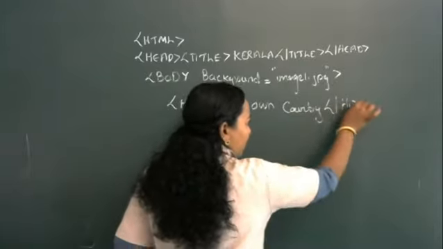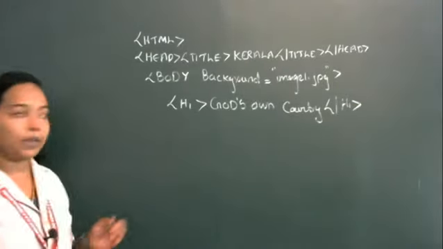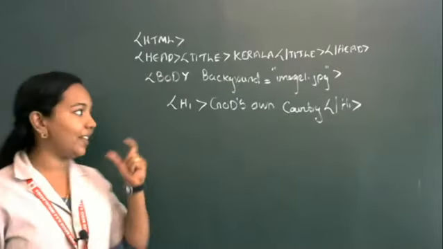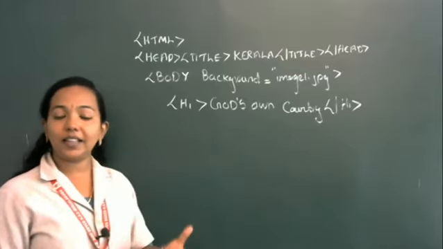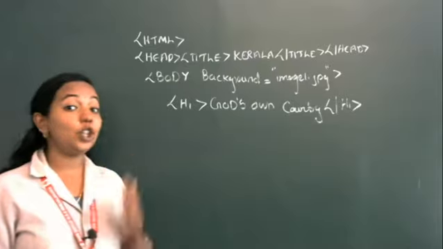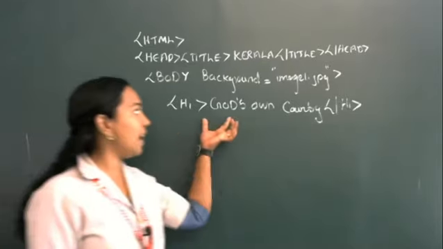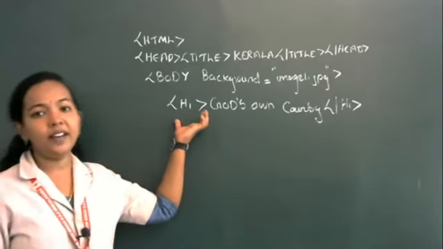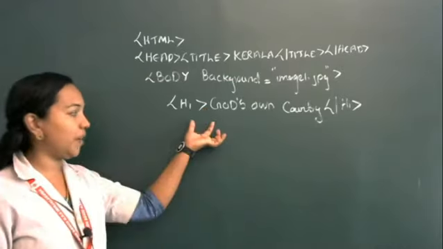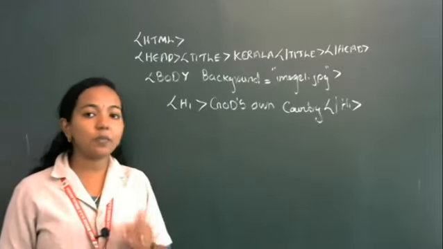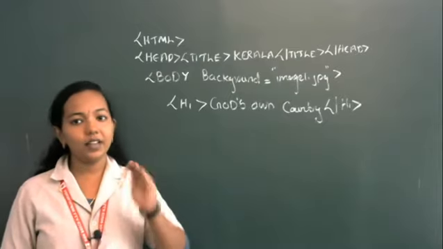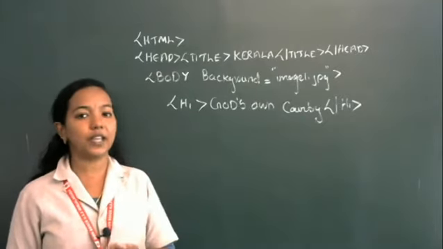Then after that, close the H1 tag. Then what will be the result? Goats on Country will come as a first order heading. That means its size will be bigger than the normal size. Clear? So for that purpose we are using the H1 tag. H1 means first order heading tag. So normally for the main heading we are using H1, for subheading we are using H2, then again H3, H4, up to H6 we can use.